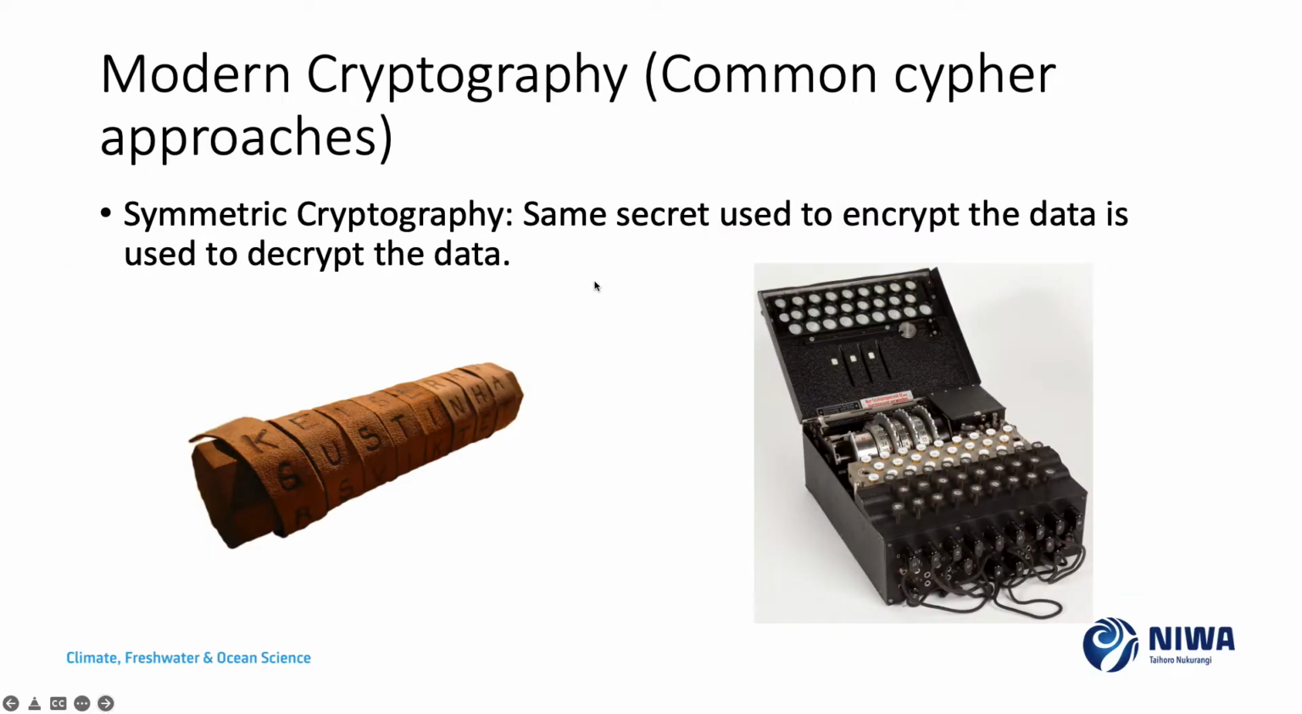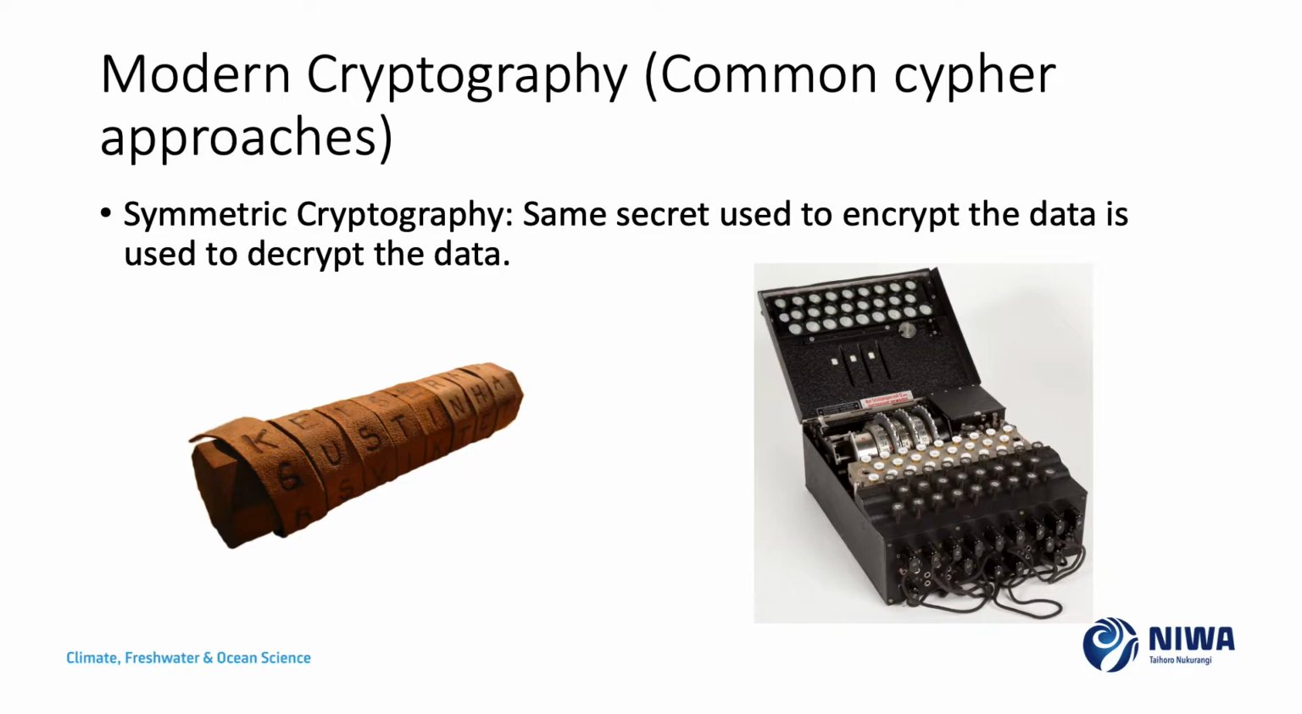But how do we do it today? Modern cryptography is a field where humans tend to overcomplicate things, and you know that better than anyone else. The two biggest subdivisions of cryptography are, first, symmetric cryptography, where the same secret is used to encrypt and decrypt the data. The two examples I brought before are real life examples of symmetric cryptography.